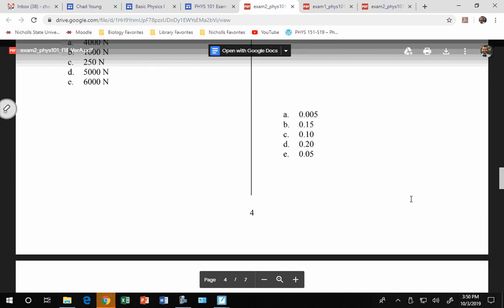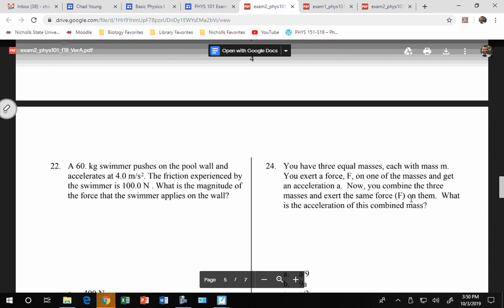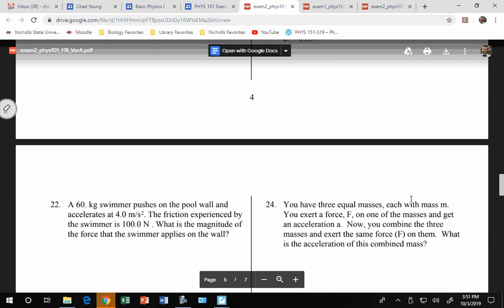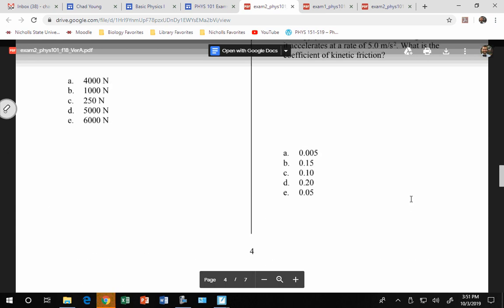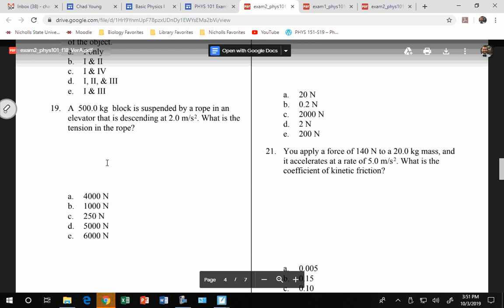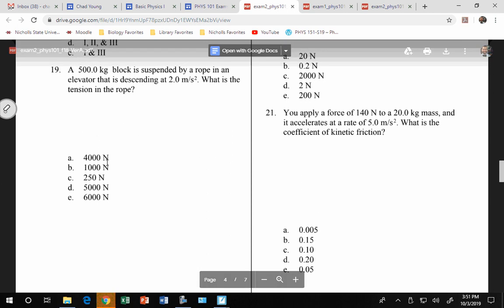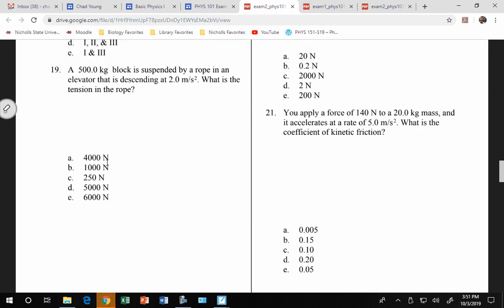Okay, there's some similar problems here to what we've done. You'll have an elevator problem. You know how to do those? Let's see, there's one here somewhere. Oh, it's right here. This one's descending at 2 meters per second squared. If it had 0 acceleration, the tension in the rope would just be equal to the weight of the block, which is 5,000 newtons. Because it's descending, the tension in the rope is going to be more or less than 5,000.